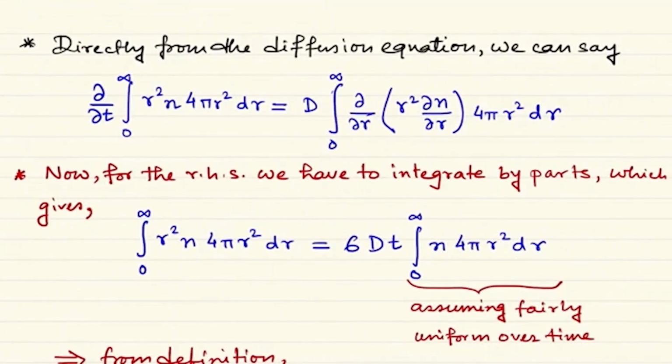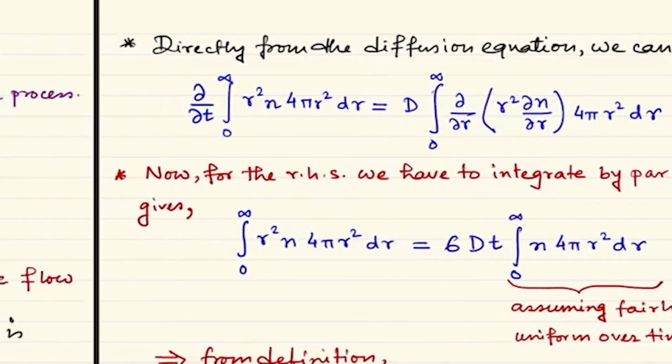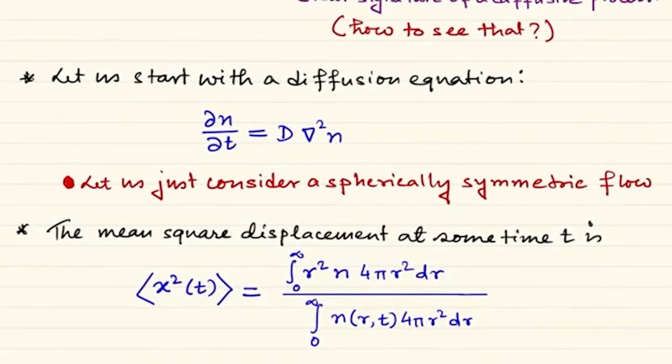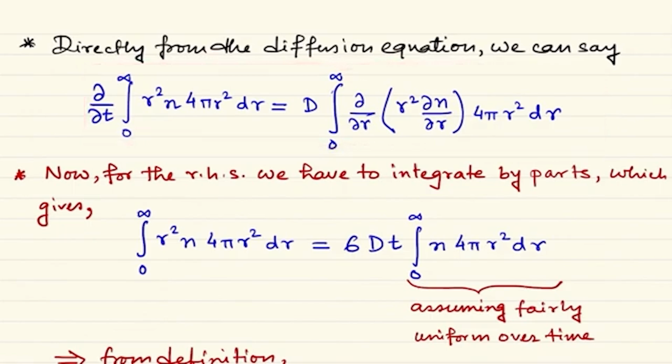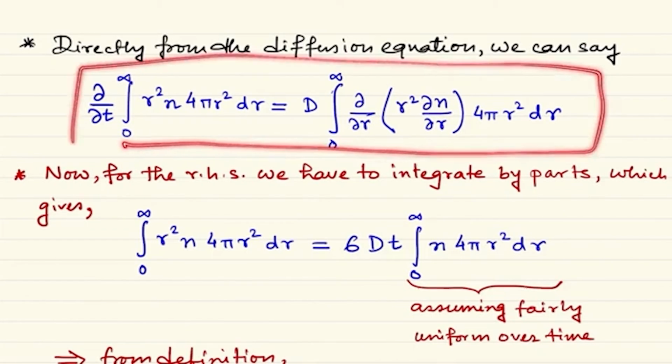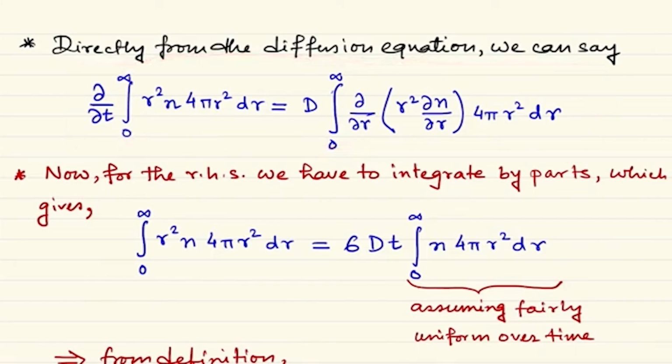If you do that, then you have this expression, and again just using this equation and integrating in space for a spherically symmetric system, you can obtain this type of thing. This simply comes from the diffusion equation. If you integrate both sides in space using spherical symmetry, nothing other than that. This is nothing but the spherically symmetric form of the Laplacian.